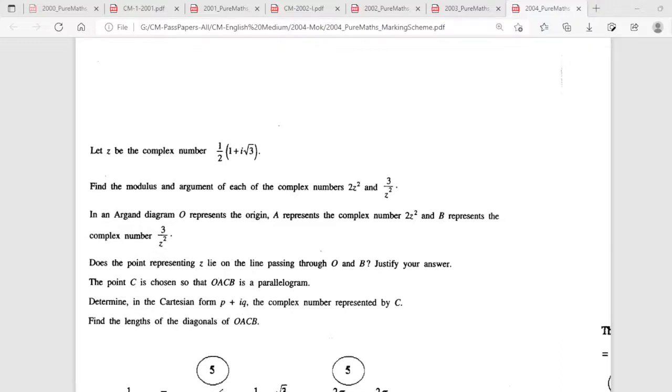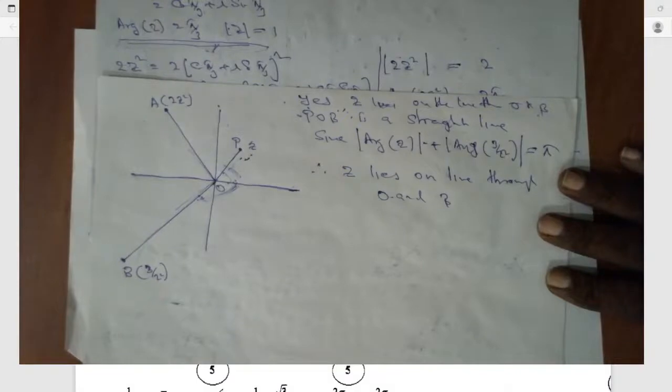Point C is chosen so that OACB is a parallelogram. Determine the Cartesian form p plus iq of the complex number represented by C, and find the length of the diagonal OC. Very important part. This is a very important part for widening your knowledge tree, right?